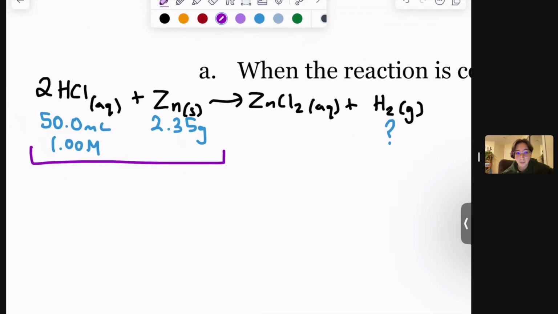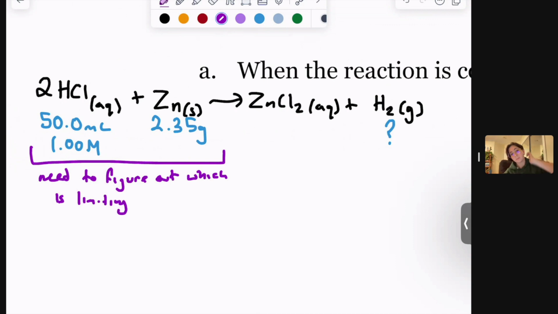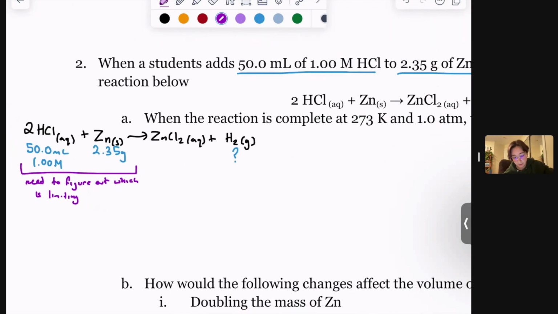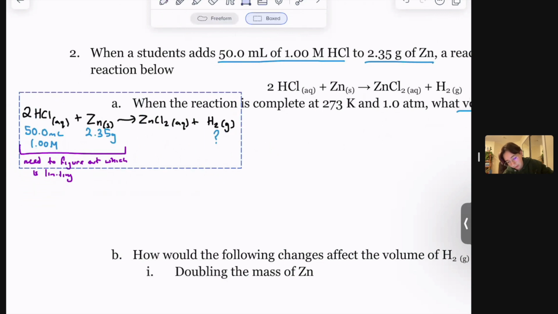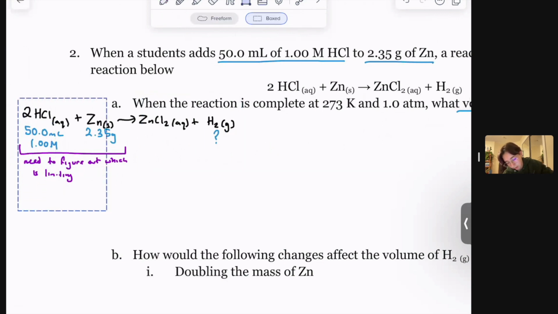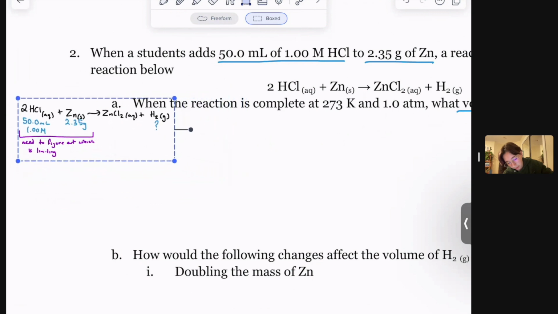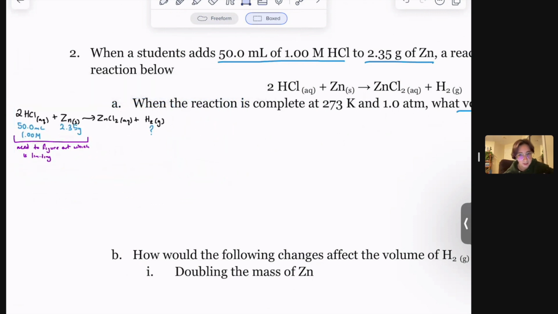If they give you information about both reactants, if they don't tell you explicitly one of these is excess, you are going to need to figure out which one is limiting. Okay, so there's different strategies for this. The way that I am going to do this is I just do stoichiometry twice. I just do the same problem twice, but solve in regards to each reactant separately. And I'll show you what I mean in a second.